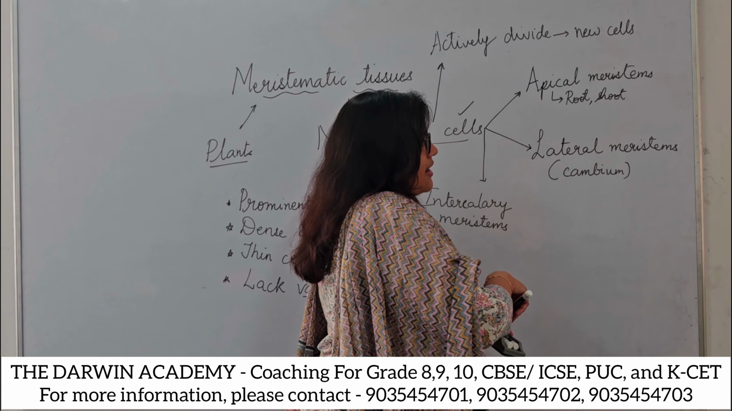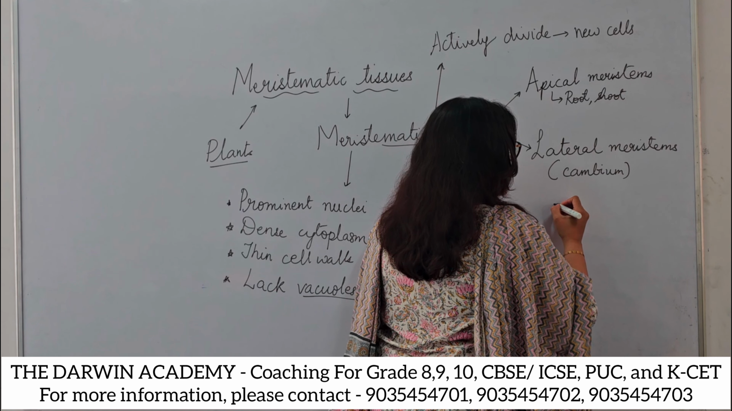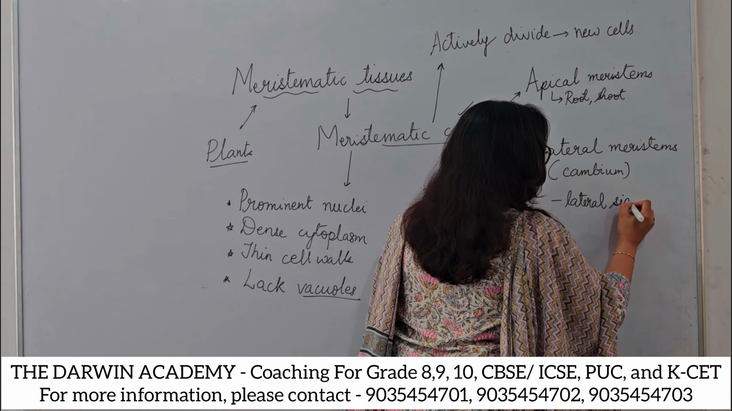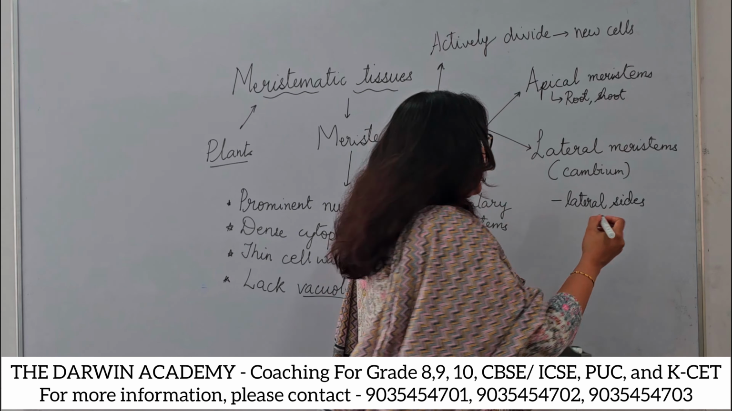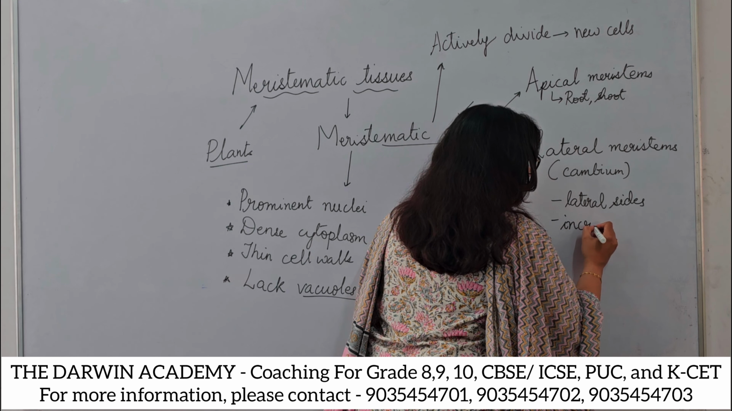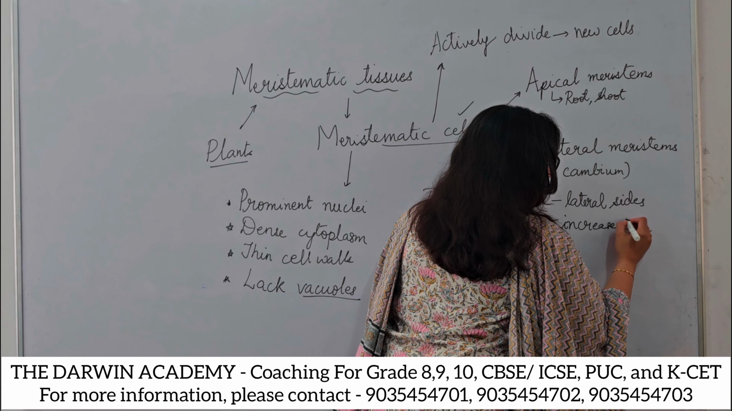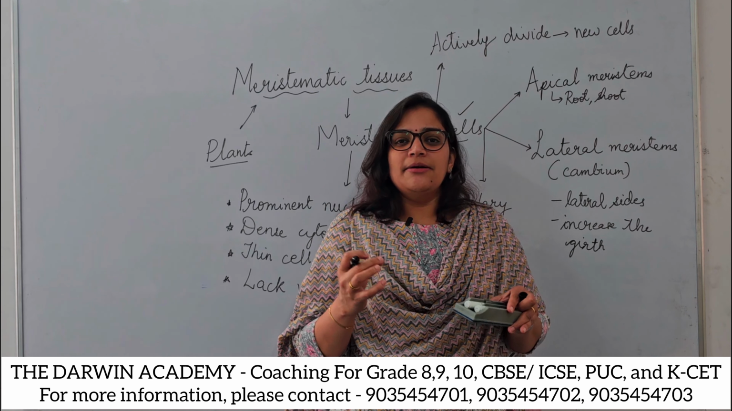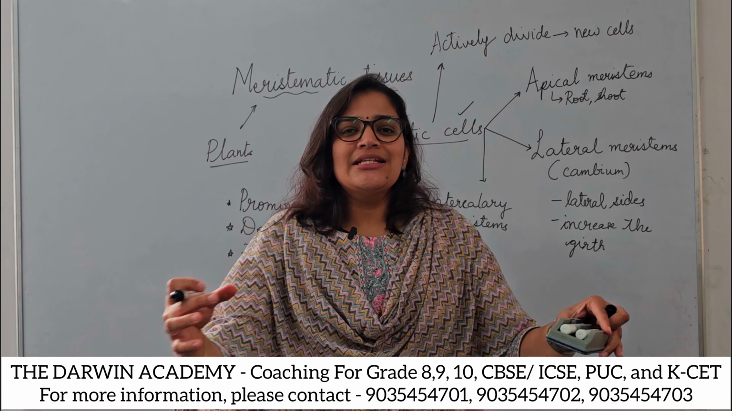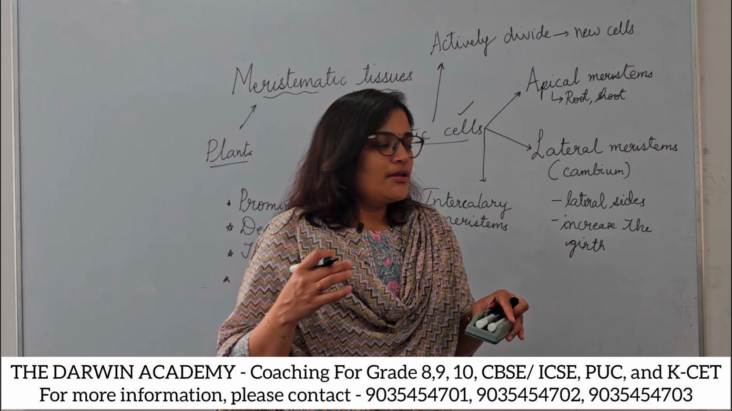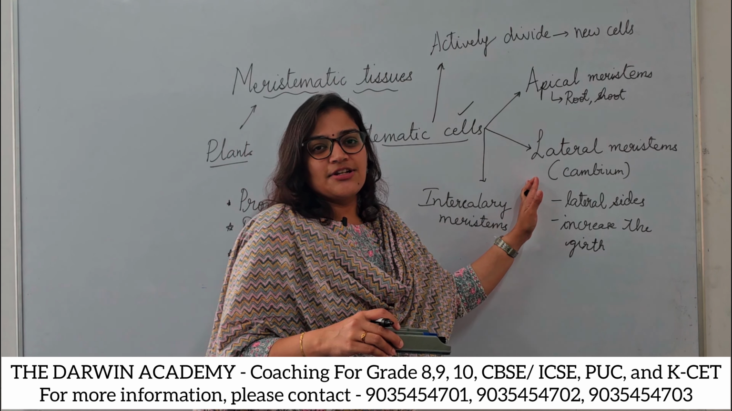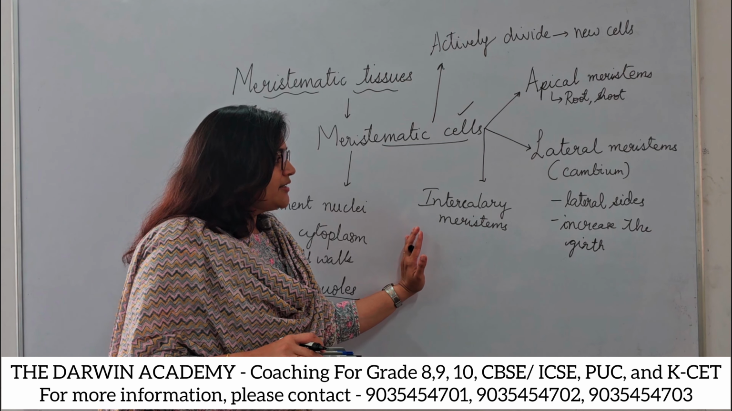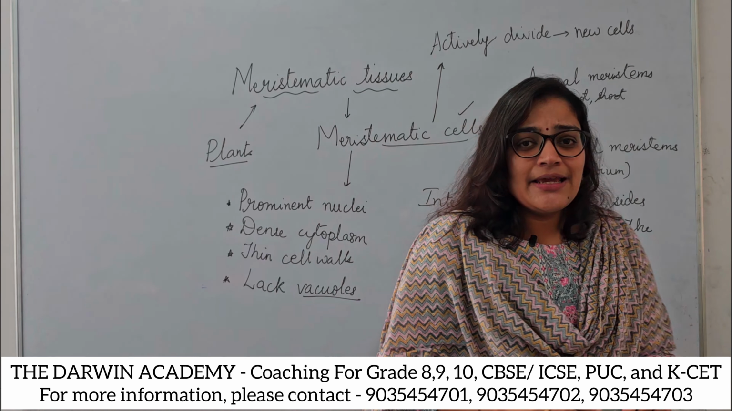So, these lateral meristems are present along the lateral sides of the plant and help increase the girth of the plant. Or simply put, it helps the plant to increase its diameter. Okay. So, this is about lateral meristem. Moving on to the third and the final bit of meristematic tissue, that is intercalary meristem.